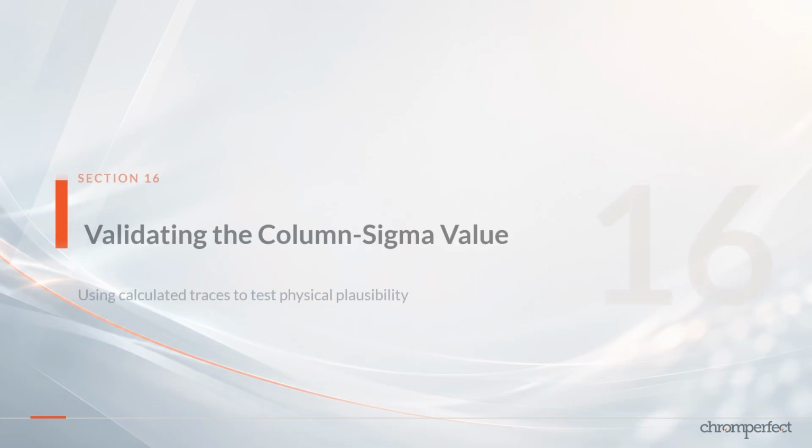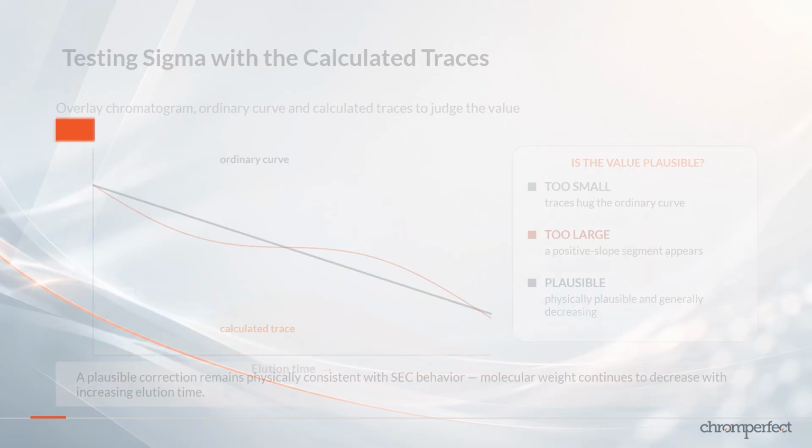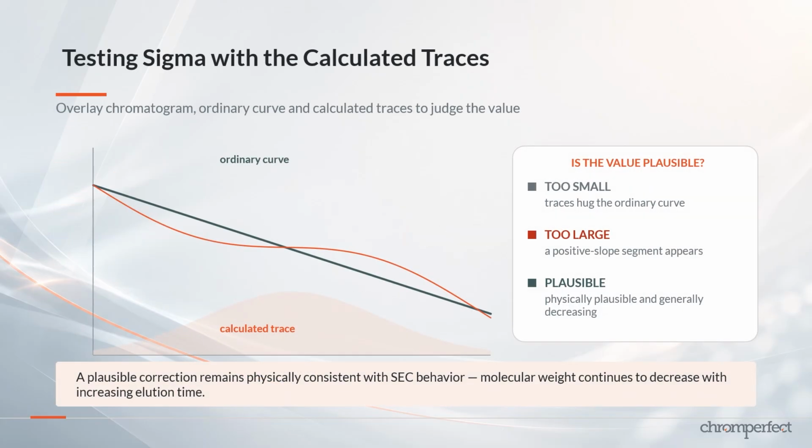Validating the column sigma value. Calculated molecular weight traces can also help evaluate the selected column sigma value. When the value is too small, the calculated averages become nearly indistinguishable from the ordinary calibration curve. The correction has little practical effect. When the value is too large, the corrected traces can show physically impossible behavior, including a positive molecular weight slope. This indicates that the model is attributing more width to column broadening than is present in the observed distribution.